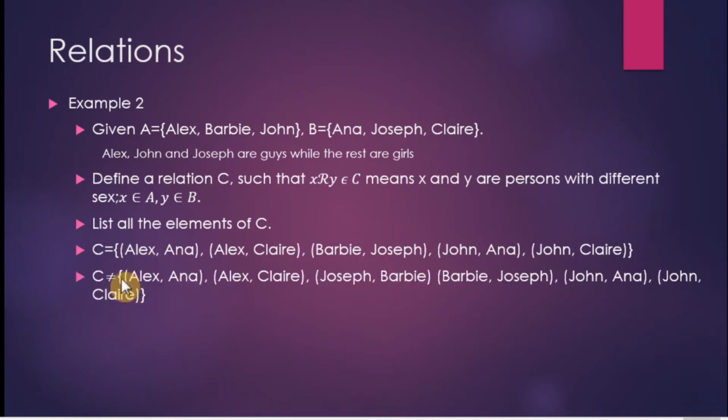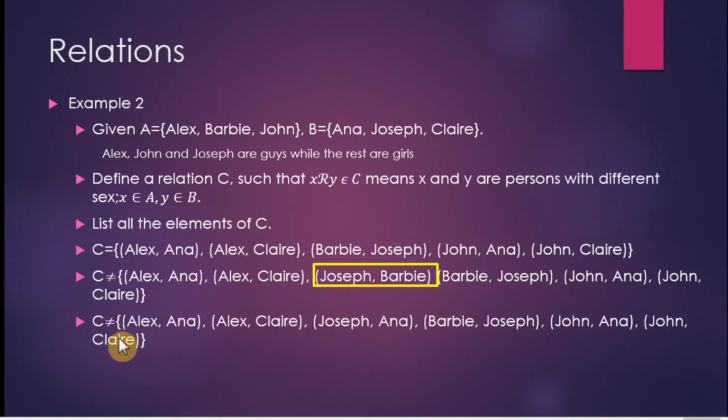What is the reason why we do not consider this as the value of the relation C? We can see that we have an ordered pair, (Joseph, Barbie), and this is a violation because Joseph comes from the second set. Another one, this is still not an element of relation C because of a violation. We have (Joseph, Anna) for the same reason.